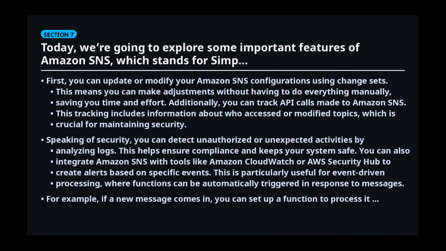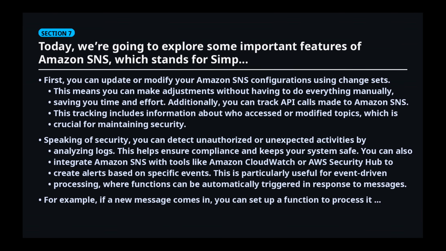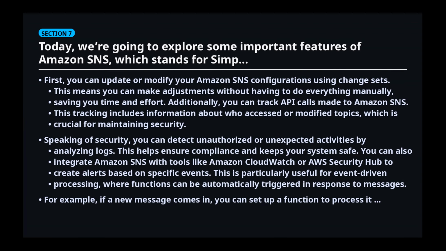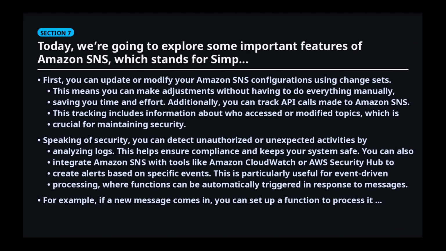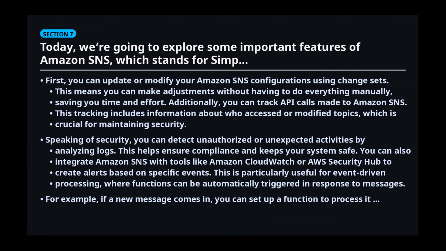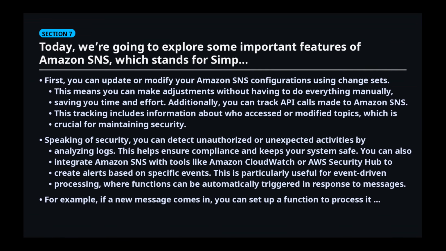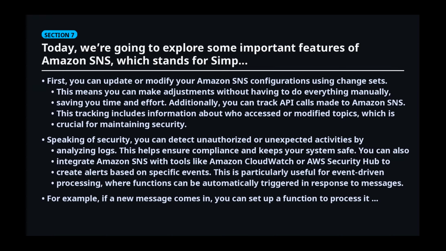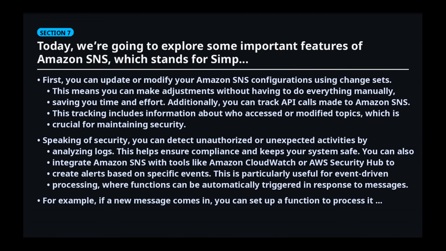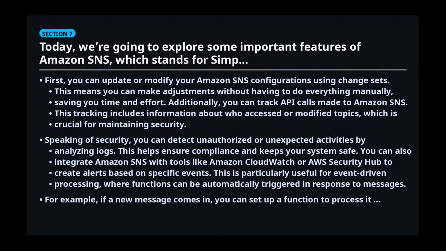First, you can update or modify your Amazon SNS configurations using change sets. This means you can make adjustments without having to do everything manually, saving you time and effort. Additionally, you can track API calls made to Amazon SNS. This tracking includes information about who accessed or modified topics, which is crucial for maintaining security. Speaking of security, you can detect unauthorized or unexpected activities by analyzing logs. This helps ensure compliance and keeps your system safe.